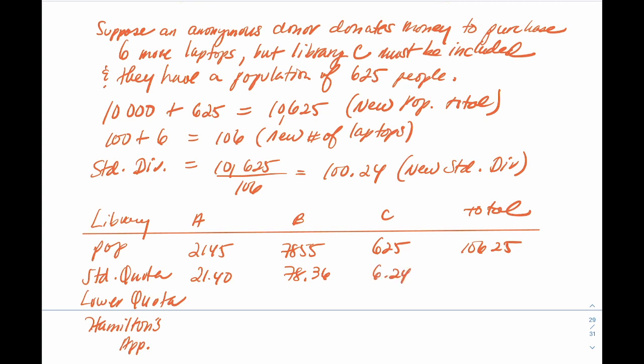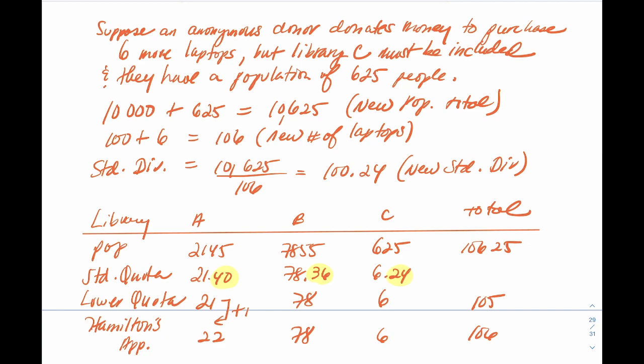Okay, and then we know we're going to round down. If I add that up, I get 105, so we're missing 1. So we would want to look at our fractional part, and the one with the highest would be A. So they get 1 additional. So they would have 22. B would stay 78. C would stay 6. And now we have our 106.